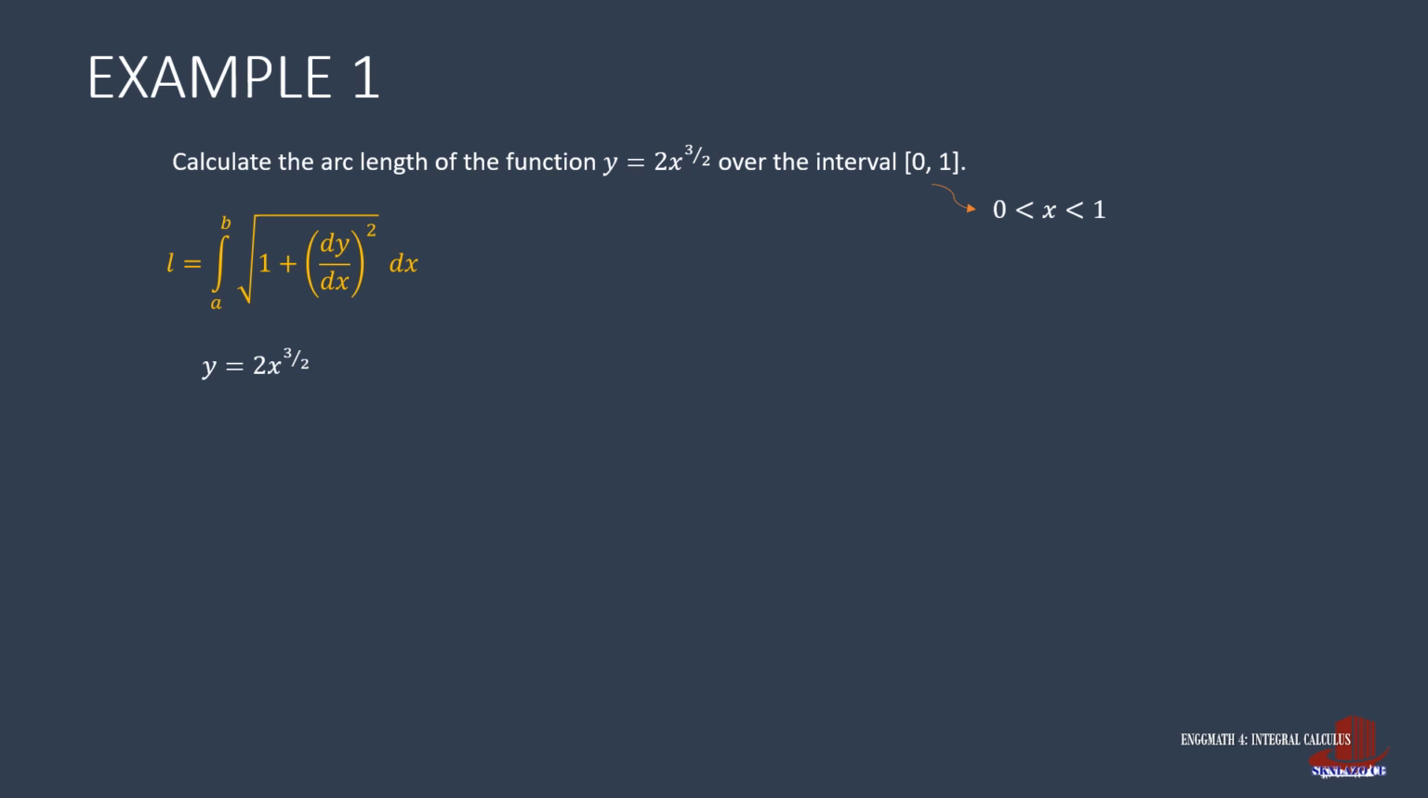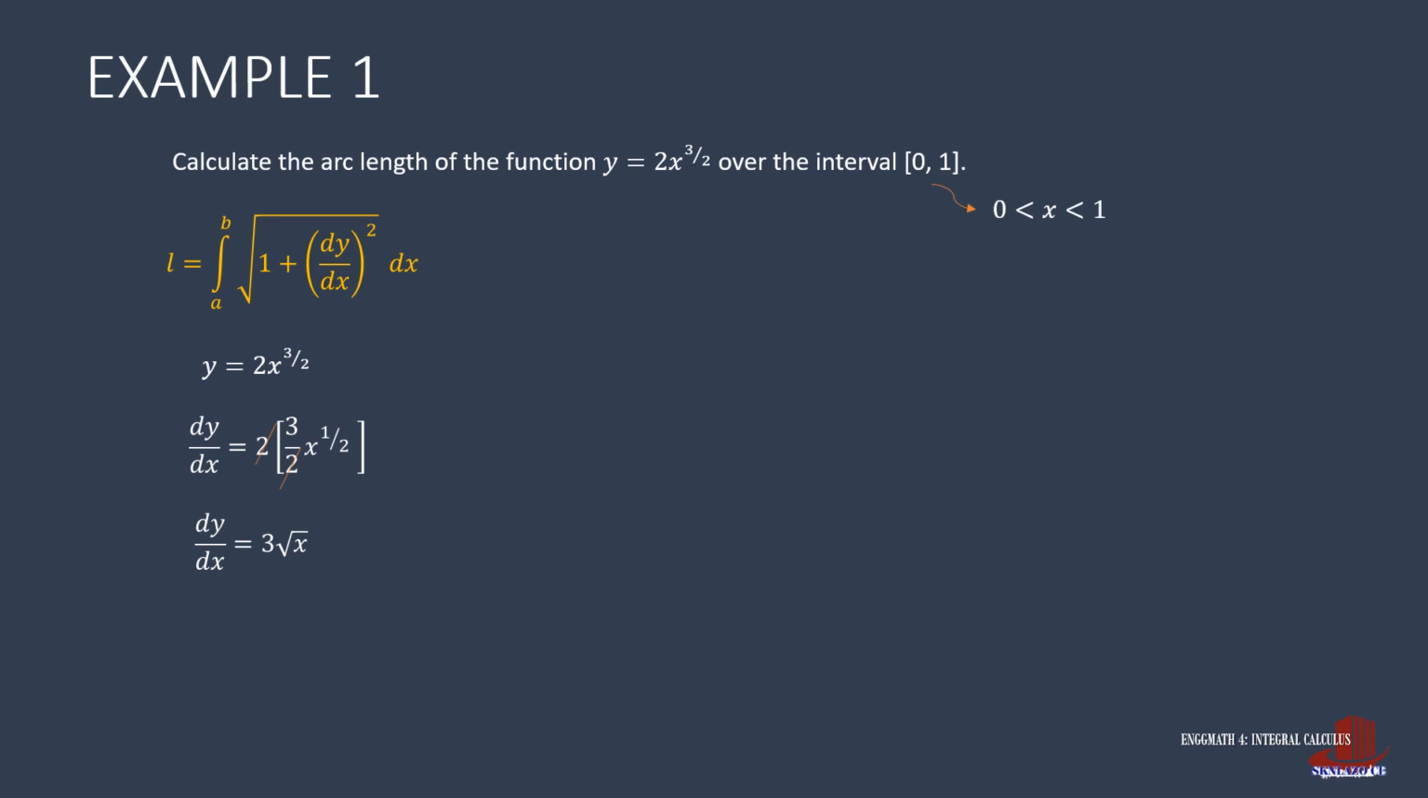y is given as 2x raised to 3 halves, and its derivative dy over dx is twice the derivative of x raised to 3 halves, which is 3 halves times x raised to 3 halves minus 1, giving 2 times 3 halves times x raised to 1 half. Cancel out the 2's and have dy over dx as 3 times the root of x.